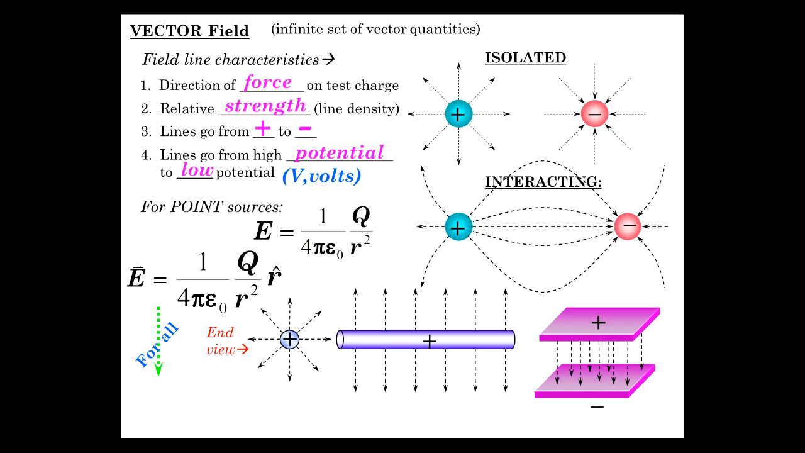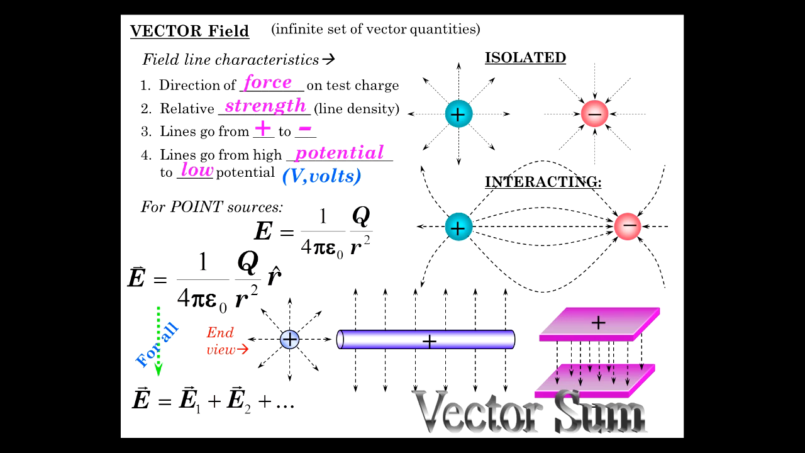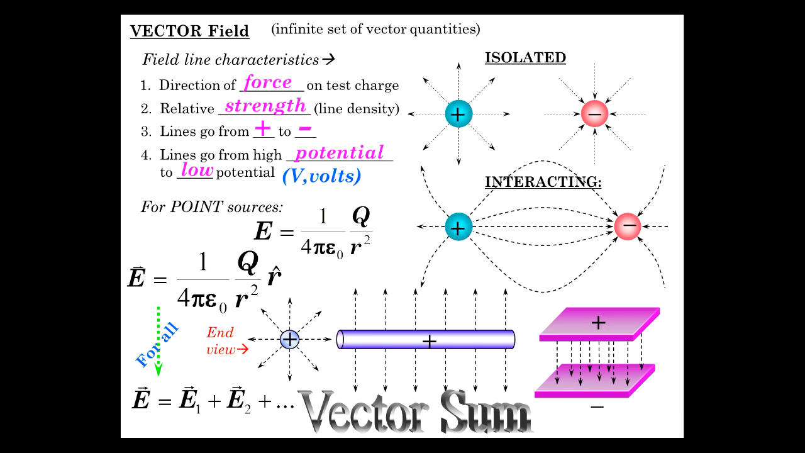But just to note right now that no matter what the E-field distribution is, or its source and ultimate distribution, for all types of these E-fields associated with charge distributions, the total electric field in a particular region is just the addition of all the electric fields from the distribution of charges themselves. So this is what we call a vector sum. And that is an overview of the concept of the vector field.